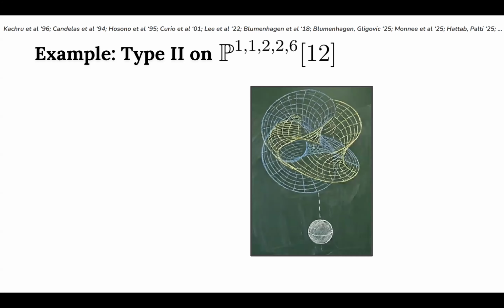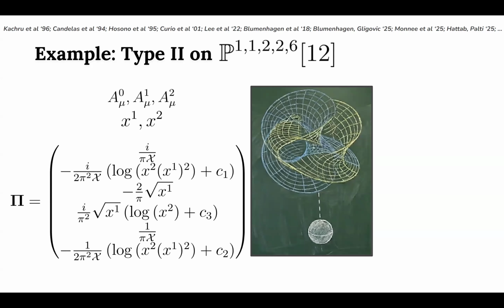So let me first start by describing the compactification and tell you how the rigid limit is engineered geometrically. This Calabi-Yau, this P11226, is a K3 fibered Calabi-Yau where the base is P1, and the resulting four dimensional effective field theory is a supergravity theory with three vector fields and two scalars. The period vector is this one.